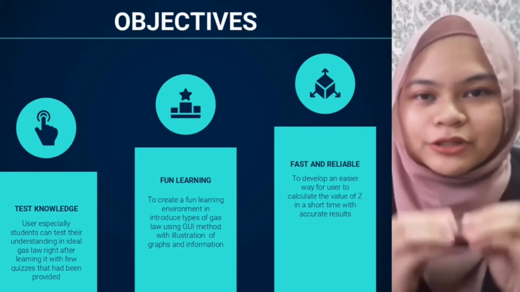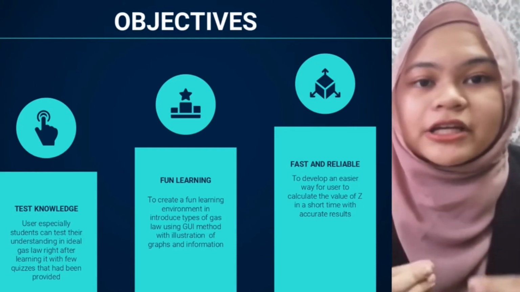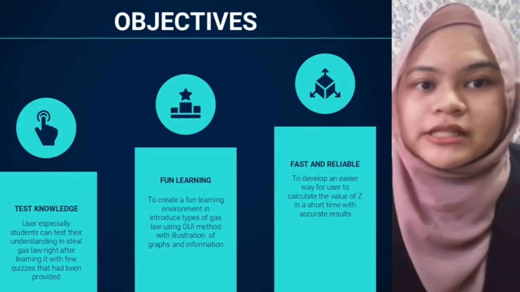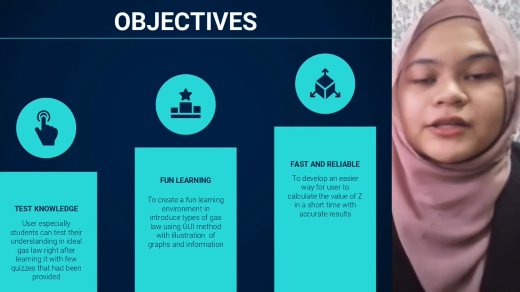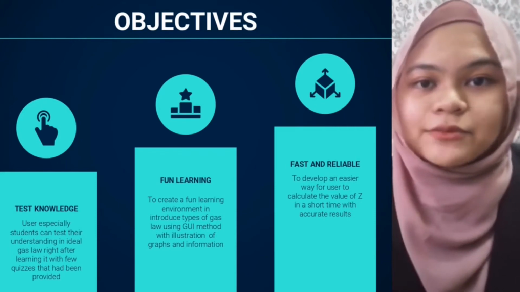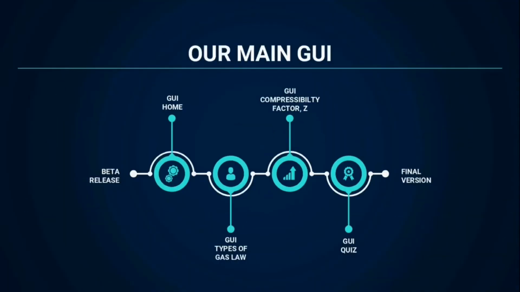This is important as ideal gas law in thermodynamics is a very crucial topic for engineering students. We also aim to develop an easy way to calculate the value of compressibility factor, which is Z, of air accurately in a short time. For main GUI, we have GUI home, GUI types of gas law, GUI compressibility factor Z, and GUI quiz.